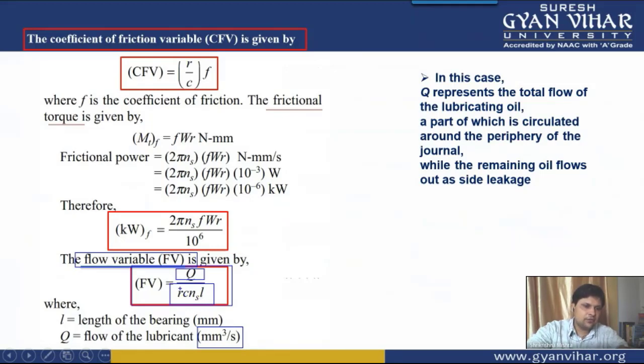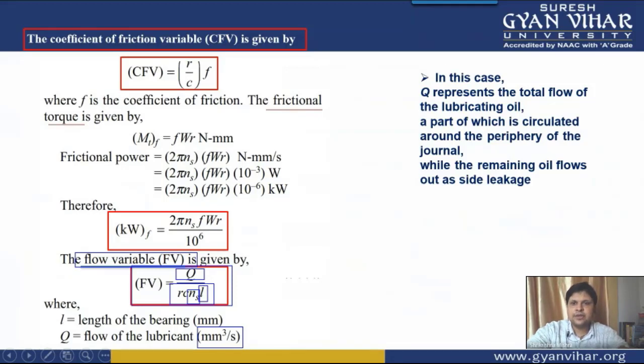You all know what R is. R is the radius of the journal. C is the clearance, which is the difference between the radius of the bearing and the radius of the journal. Ns is your revolutions per second, the speed of the journal, and L is the length of the bearing.